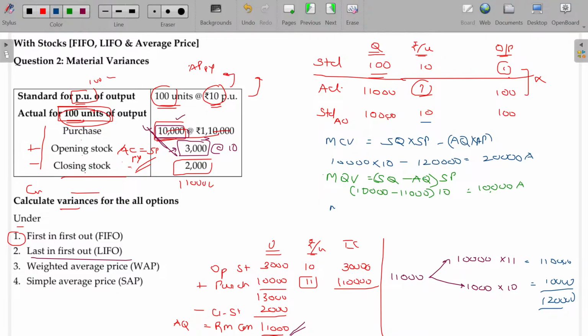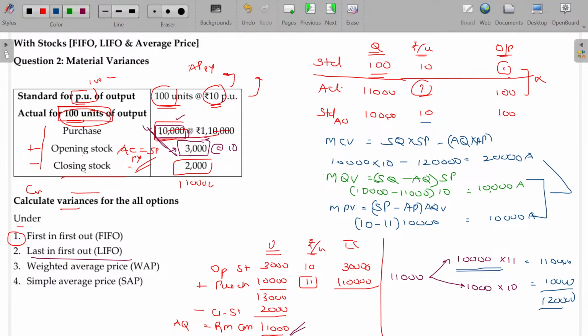Then material price variance. Under material price variance, standard price minus actual price into actual quantity responsible for the variances. Standard price 10, actual price being 11. This difference is only due to the newly purchased item, which is equal to 10,000 units only. 10,000 into 1, 10,000 adverse.